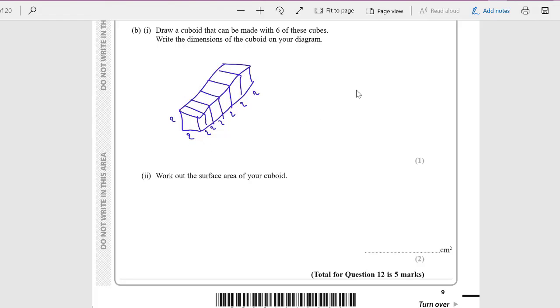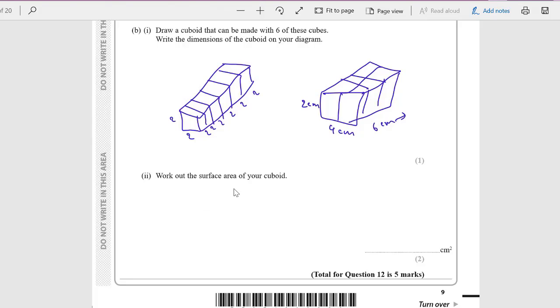Or you could do it in a different way, where you could have something that looks like this. So you could have 6 centimeters. So that's 1, that's 2 cubes. And then you could have 4 here, centimeters, and then the height is 2 centimeters. Please excuse the drawing, it looks terrible, I know, but anyway, so you get the idea.